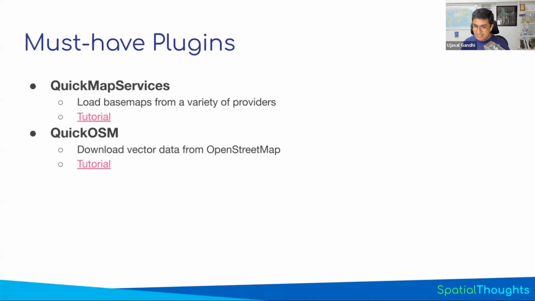QuickOSM is a plugin that allows you to query the OpenStreetMap database and download data, vector data from it. So if you want data for a project, this is a great database of free and open source data. You can download roads, building footprints, places, all of those. And link to a tutorial. If you're not familiar with QuickOSM, go and download this. You can download things like, I want to get point locations of all the bus stops in my city, or I want the location of all the EV charges in my city. All of those are there in OpenStreetMap. They may not be complete, but they'll give you a good head start for your project.